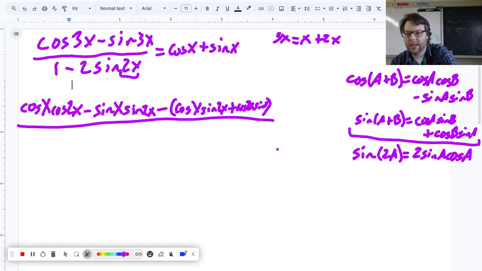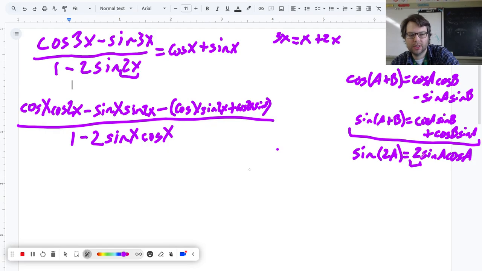And then on the bottom, I've got that 1 minus 2 sine of 2x, which I could rewrite as 1 minus 2 sine x cosine x. Almost. I need another 2. There was a 2 here, and there was a 2 here, so I need to make this into a 4.